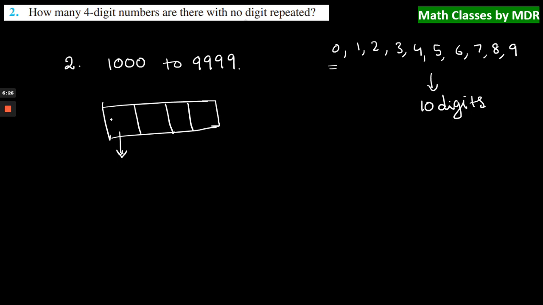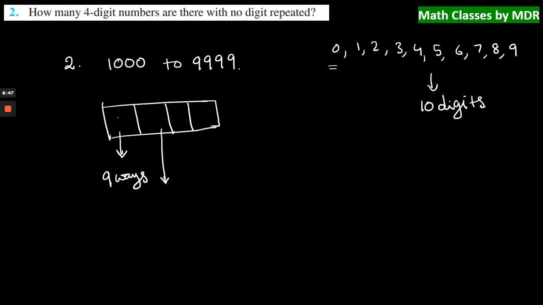The first box can be filled in 9 ways only, because only 9 digits are available to fill this box, since we cannot use 0 here. So we can fill it with 1, 2, 3, 4, 5, 6, 7, 8, 9, any number except 0. Okay, now let's see the magic here.